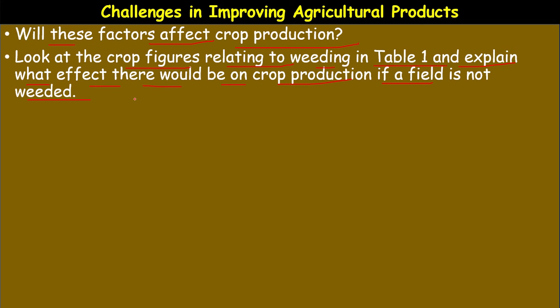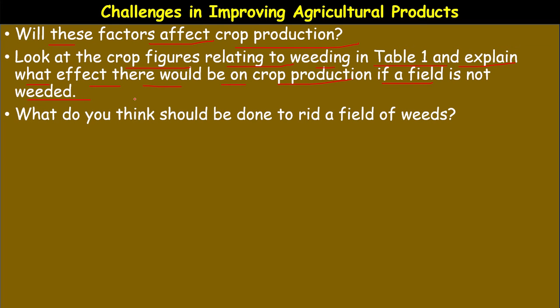Why? Because the seeds of the weeds will germinate and grow faster than the main crop plants and utilize all the nutrients present in the soil, thereby reducing the growth of the main crop. Okay. So, what do you think should be done to rid a field of weeds? Weeds must be removed by various methods. If very few weeds are there, by means of hand picking, the mechanical removal of weeds either by ploughing or by using hands.